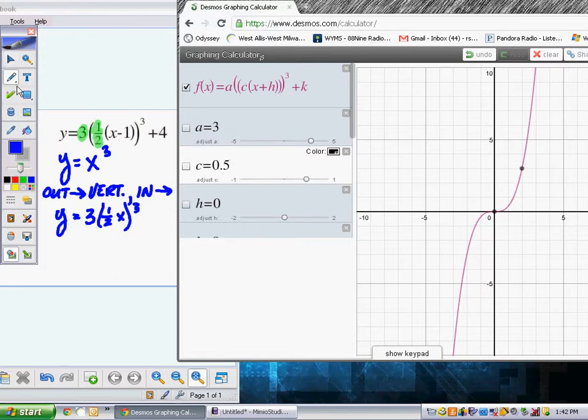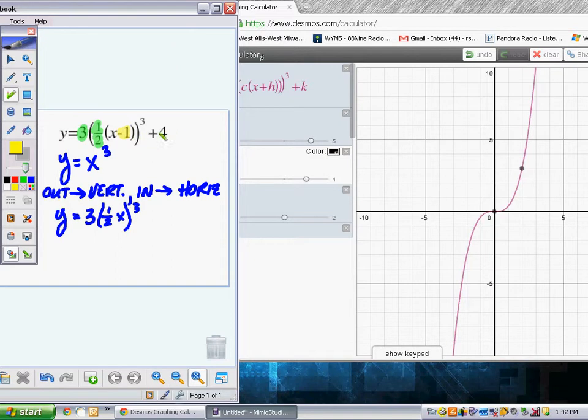That means shifts. I have a couple translations that happen in this function. I have the -1 and the +4. Translations happen by adding and subtracting things on our function. I'm going to go ahead and rewrite this with those translations, the shifts, put into the function.